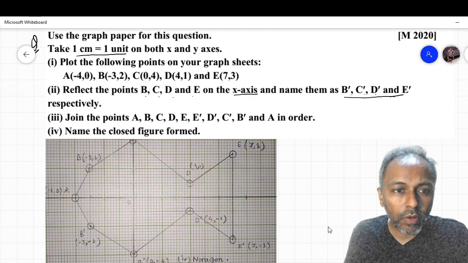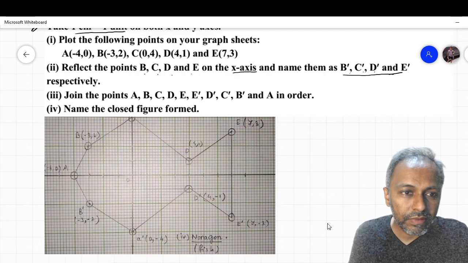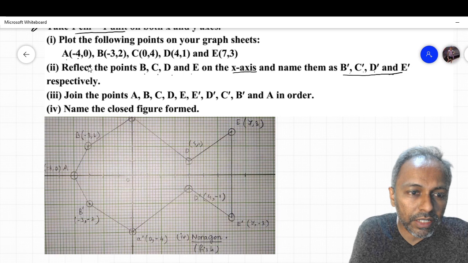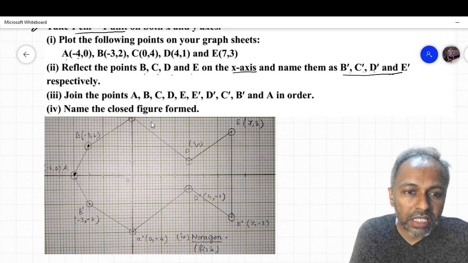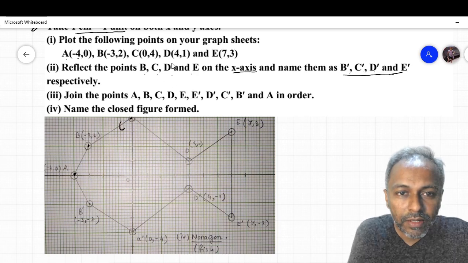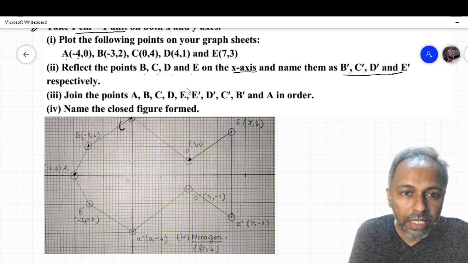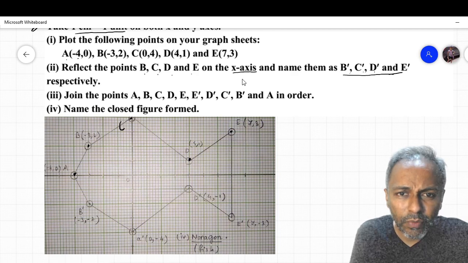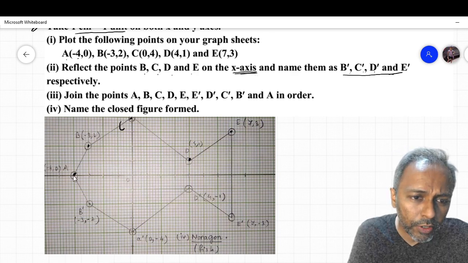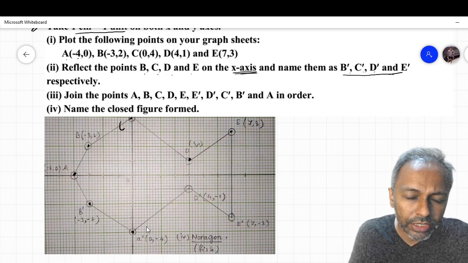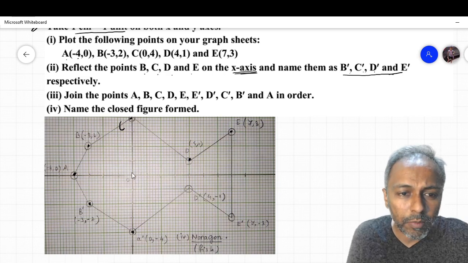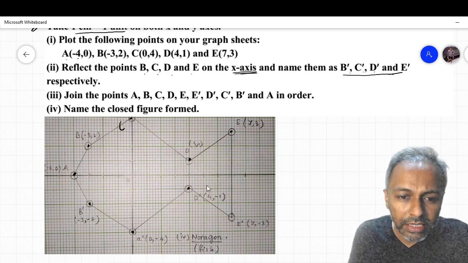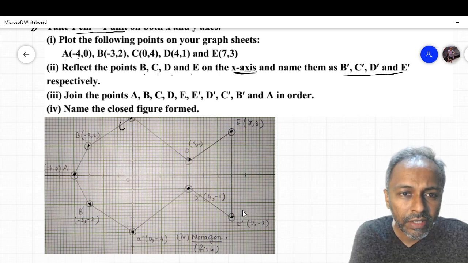So after plotting the points A, B, C, D and E, which I think all of us can manage: A is (-4, 0), B is (-3, 2) again here, then you have C (0, 4) here on the y-axis, D (4, 1) is here, and E is how much, (7, 3) is here. Now when you reflect it about the x-axis, this point will remain invariant. This will get reflected here as say B dash, C will become C dash. So if you are reflecting about the x-axis, the y coordinate will change in sign. This is D dash and this is E dash.